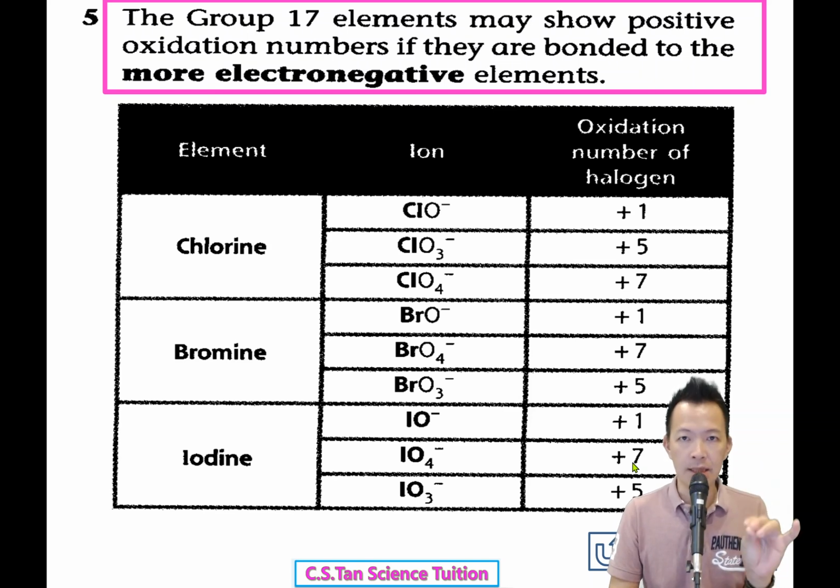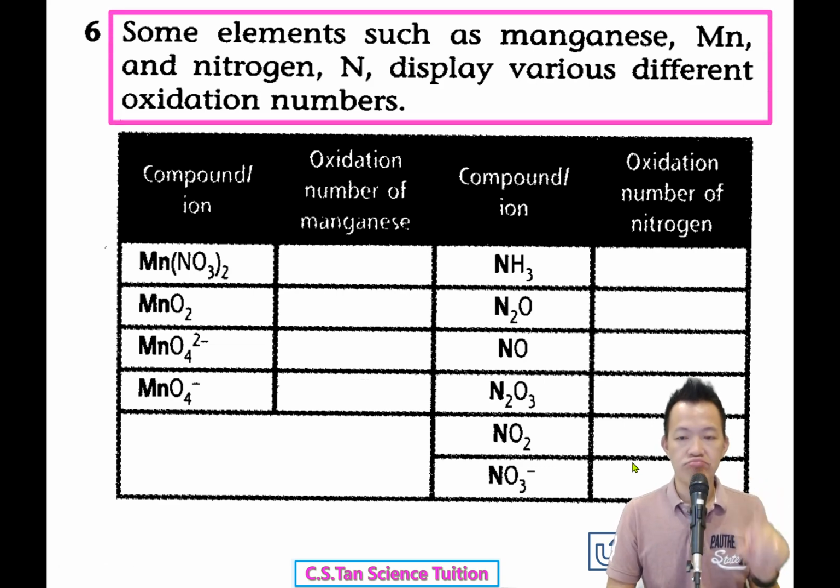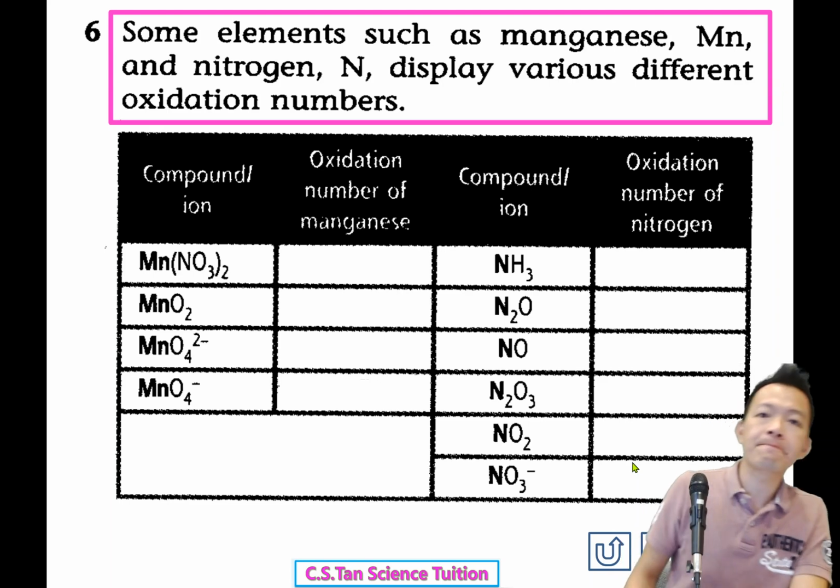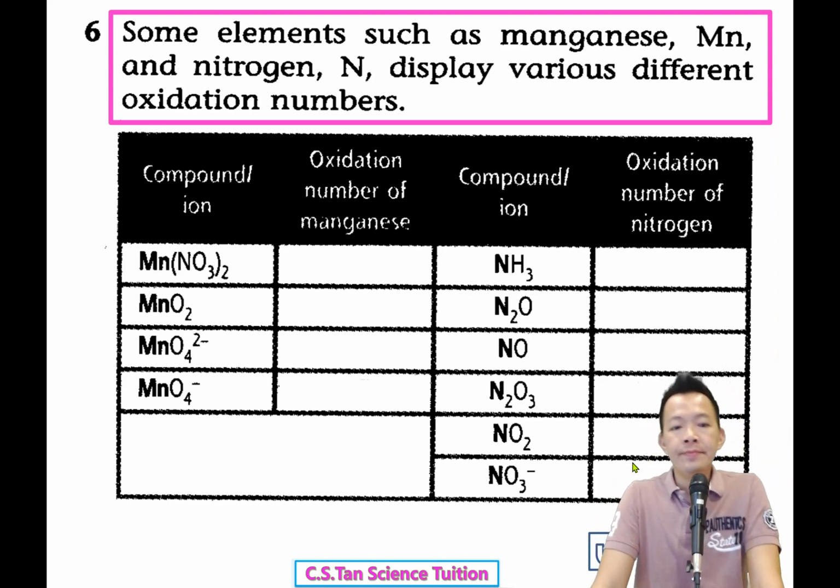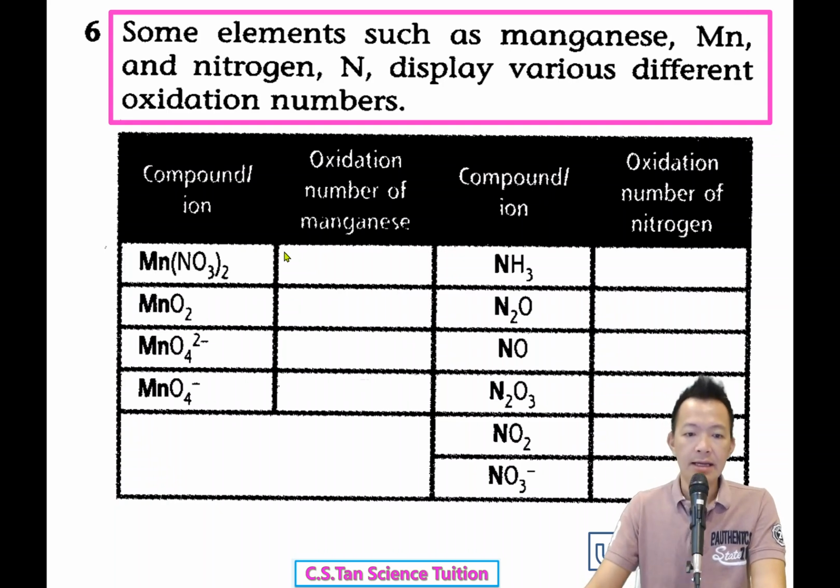Okay, one more, the 6th rule. Highlight. Some elements such as manganese and nitrogen, these two are the trickiest, display various different oxidation numbers. So manganese and nitrogen can be whatever. Their oxidation number can be anything. Trying to remember is also useless. Whatever you calculate is what it is. Okay, so manganese can be whatever.